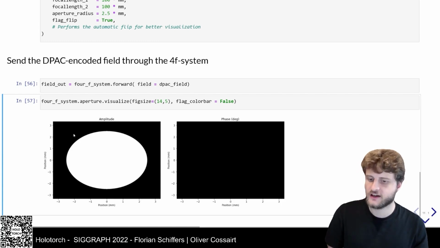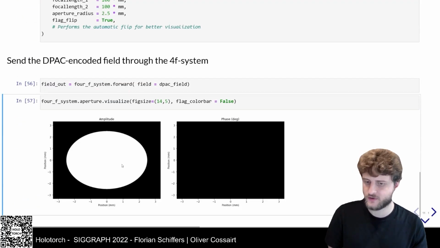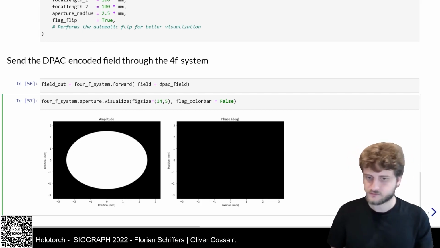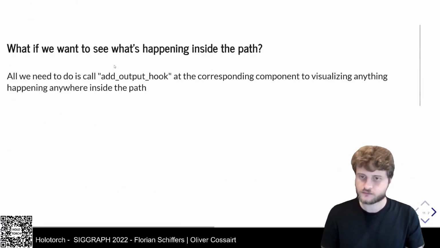So the aperture here is going to be non-square. That is because we have a non-square, rectangular field of view. And if you perform a Fourier transform, you're going to have a different spacing in the X and Y directions. And that needs to be taken care of. And that's what HoloTorch is doing for you.